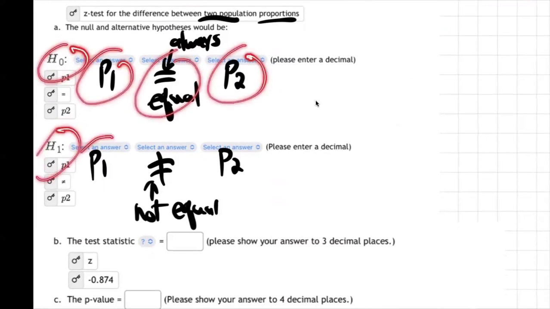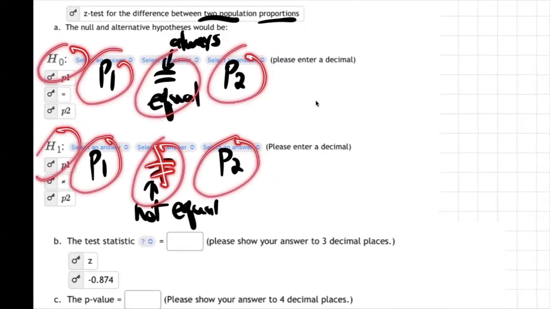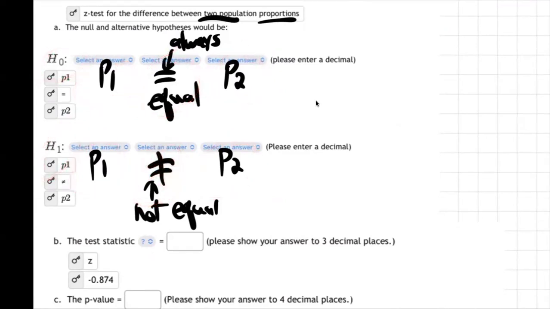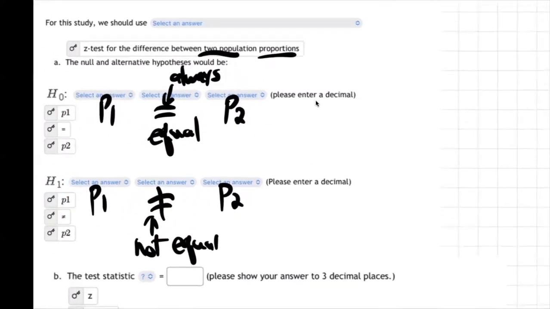The other attorney, H1, says no. P1 does not equal P2, right? That's crossed out, not equal to P2. So who's right? Who's got the evidence? We're going to go to the calculator and see. So how can we do that?